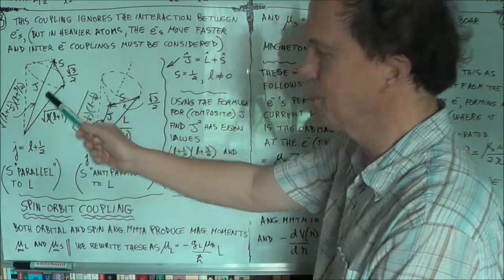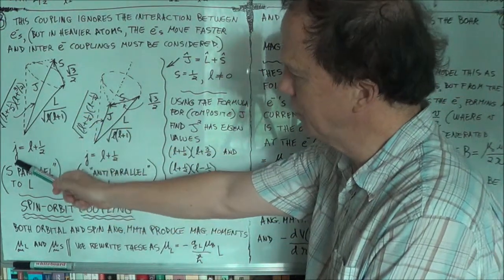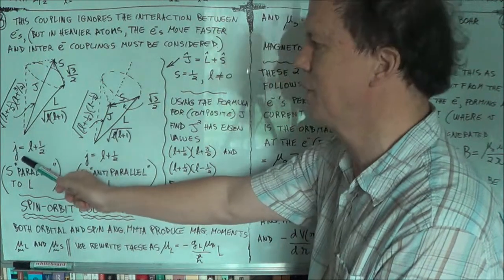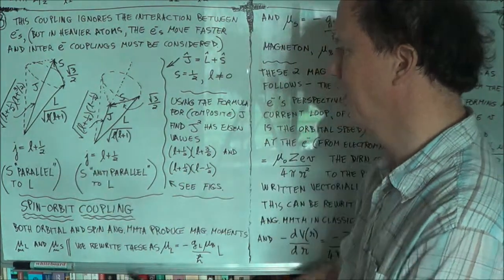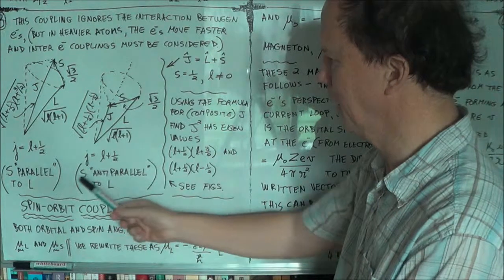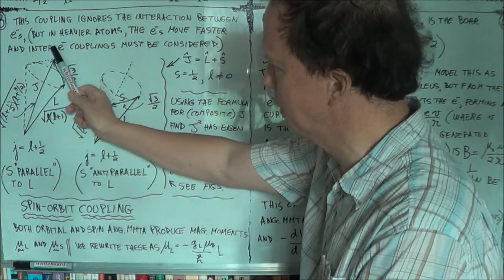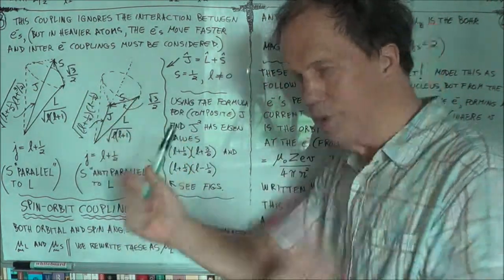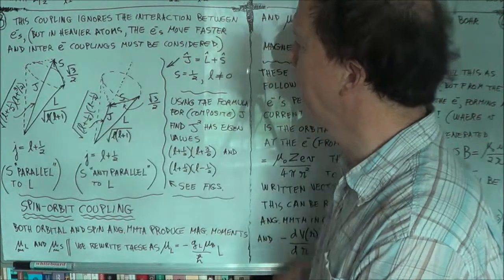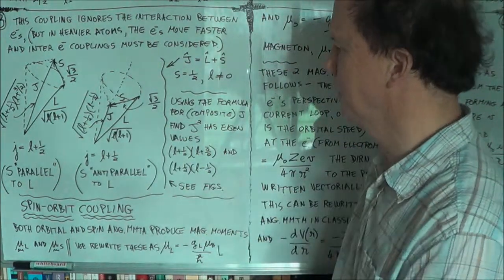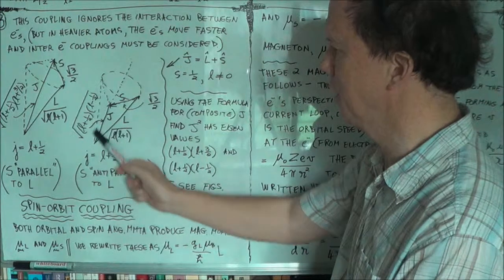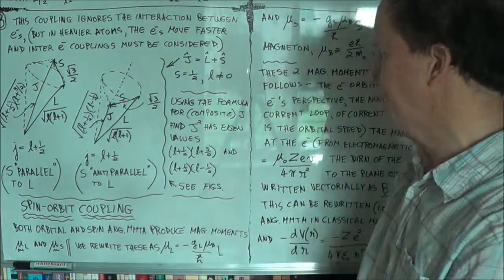Now these two diagrams are for the case when your little j is little l plus a half. Similarly here, but here your spin is, in inverted commas, parallel to L, and here it's anti-parallel, so you'll get different J's. Right?